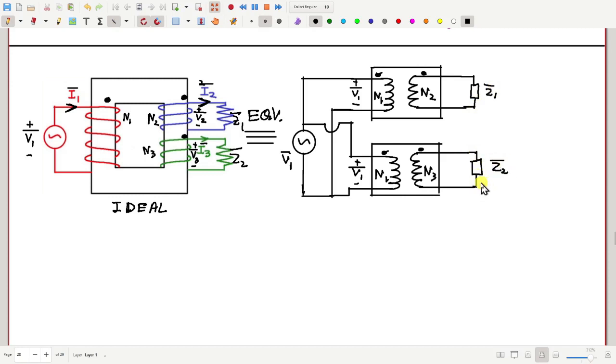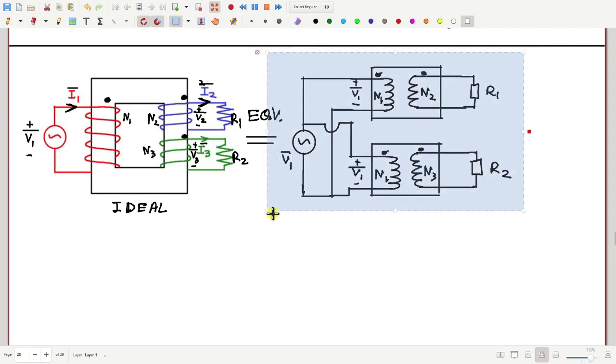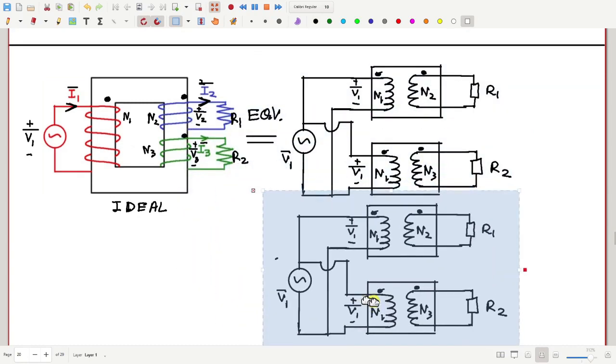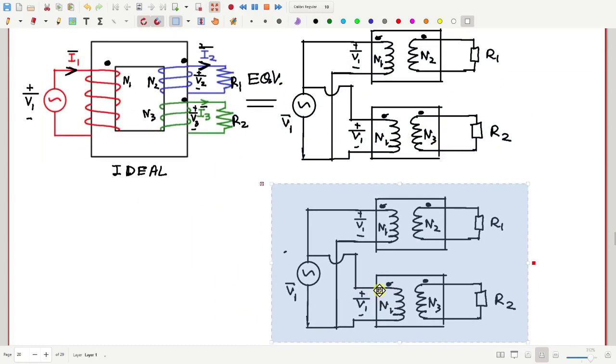Now, if you think for a while, you will realize that these two circuits are equivalent when this transformer is ideal. Let me just keep R1 and R2 here. Now, next, do you have any question here? If not, next what I will do is this.